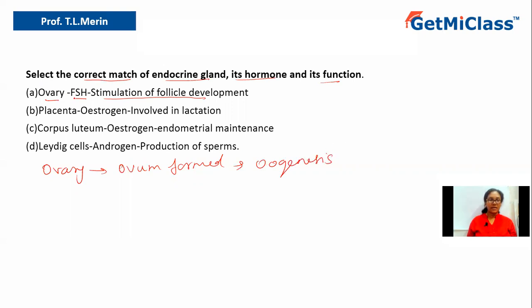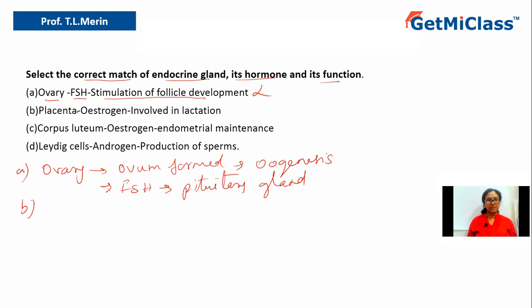And they are saying FSH. FSH is nothing but follicle stimulating hormone, which is involved in follicle development. But FSH is actually produced by the pituitary gland and not by the ovary. Hence option A is ruled out.